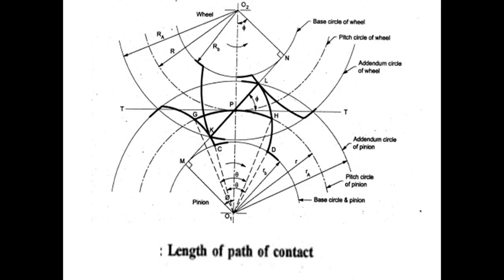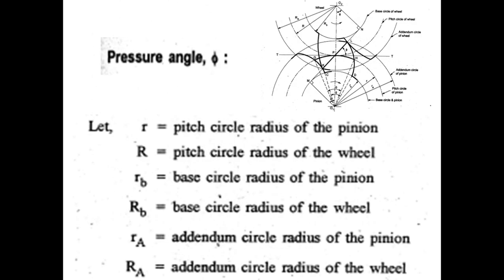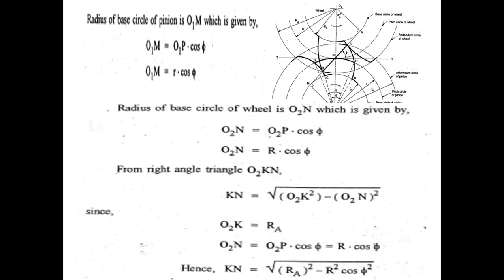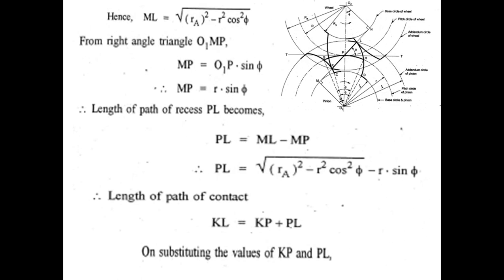Now, when we speak about the length of path of contact, this is the base circle of the wheel, pitch circle of the wheel, addendum circle of the wheel. Then we have the addendum circle of the pinion, pitch circle of the pinion, base circle of the pinion. You can see the pressure angle. These are the important derivations, so you can just go through it. That is the last derivation that we got from here.